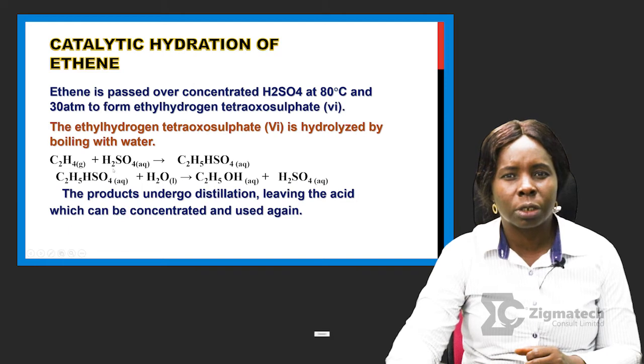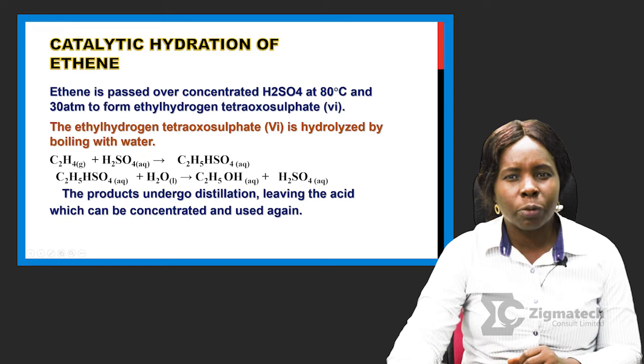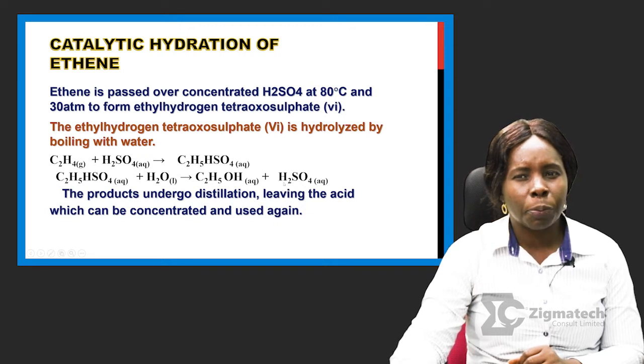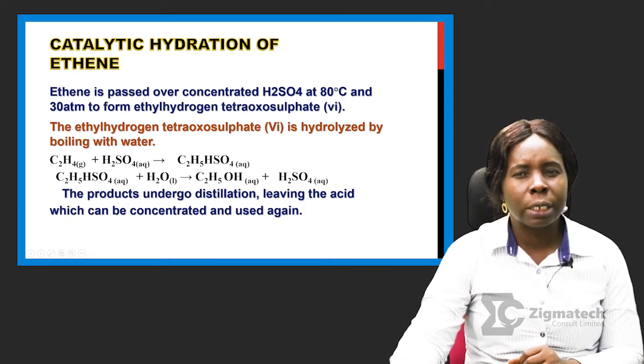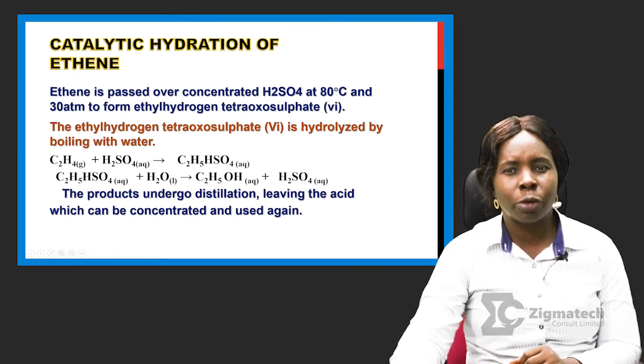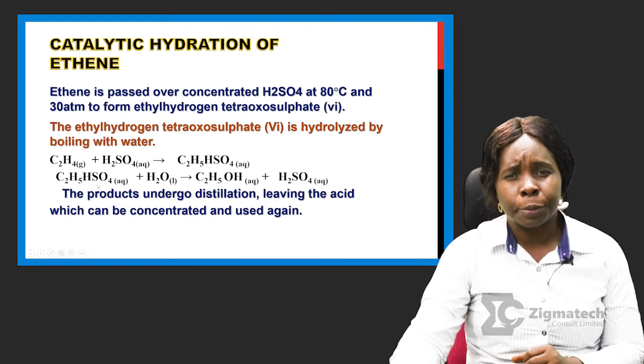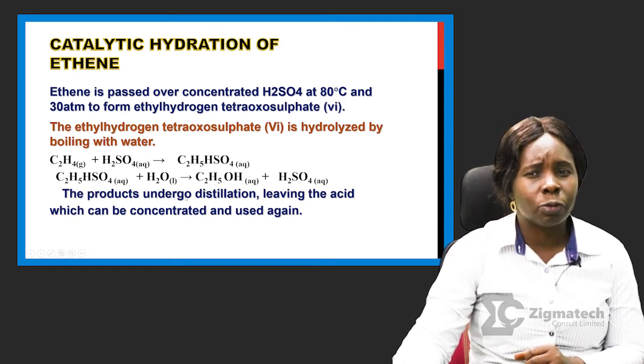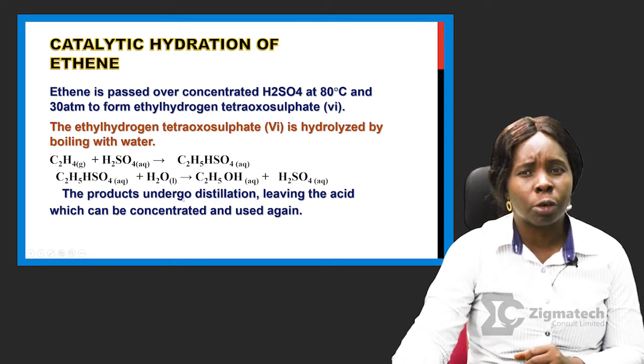You can see the equation here, where the ethene is combining with H2SO4 to give ethyl hydrogen tetraoxosulphate(VI). And then the ethyl hydrogen tetraoxosulphate(VI) is boiled with water to give you ethanol, and the tetraoxosulphate(VI) acid is recovered back. So the acid enters the process and comes out the same way. So it's the hydrating agent. Hydrating is adding a water molecule to the ethene. After this, the product can undergo distillation so that the acid will be left behind, and the ethanol can be collected as the distillate.